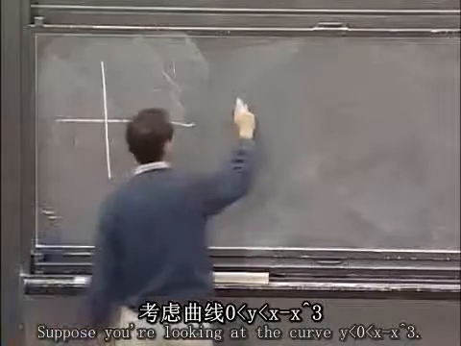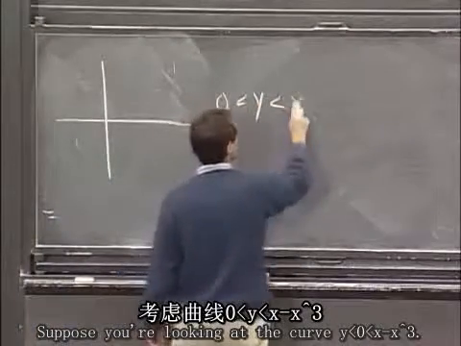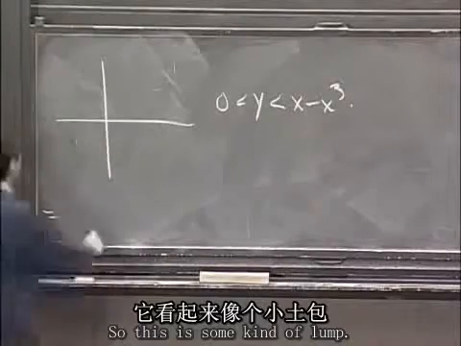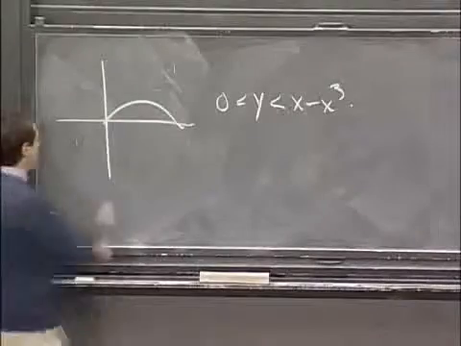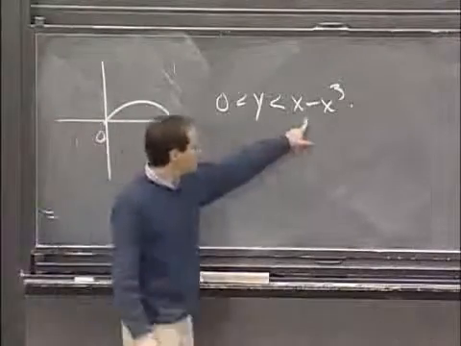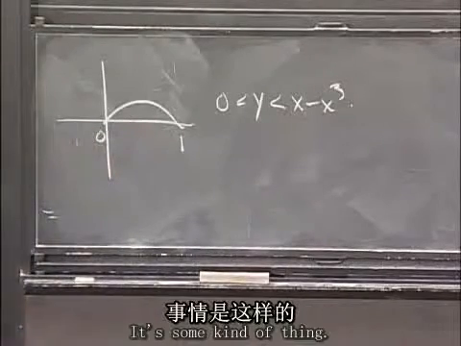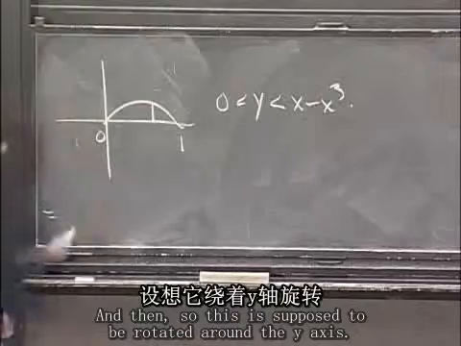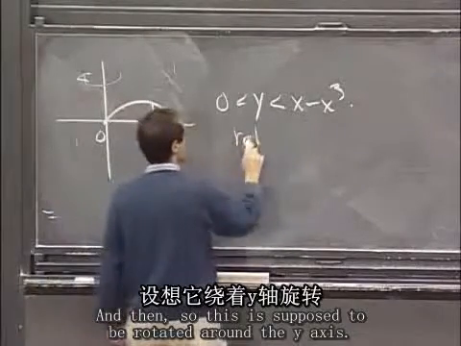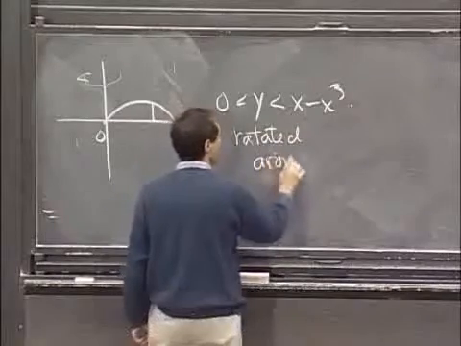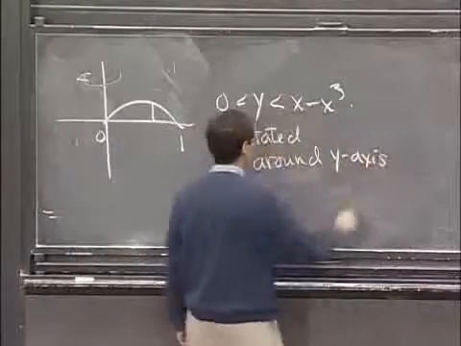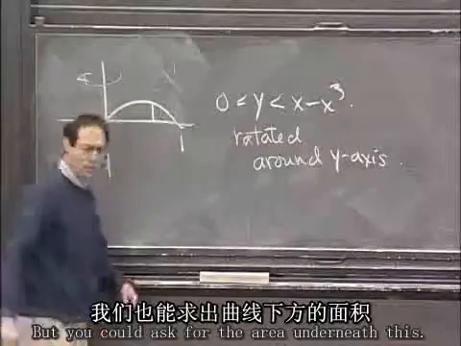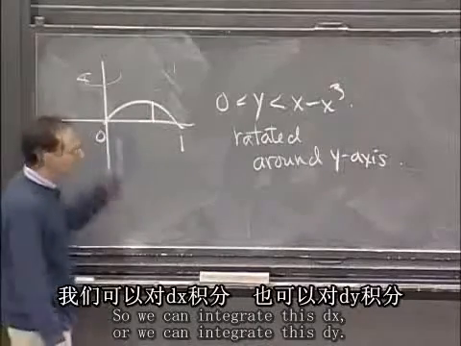All right, so let me give you an example of this. Suppose you're looking at the curve y between 0 and x minus x cubed. So this is some kind of lump like this. It goes from 0 to 1 because the right-hand side is 0 at 0 and 1. And there are these two possibilities. One of them is to do shells, and this is supposed to be rotated around the y-axis in this case. And the same would apply actually to the area problem. So I'm doing a slightly more complicated problem, but you could ask for the area underneath this and so forth. Okay? So we can integrate this dx or we can integrate this dy.